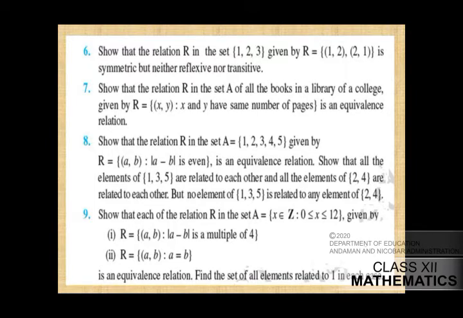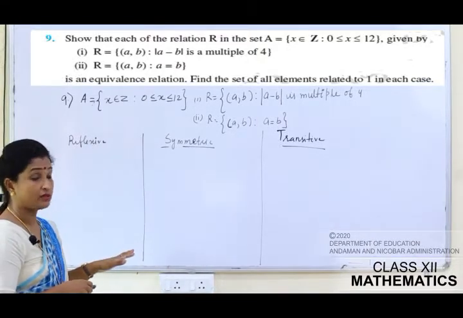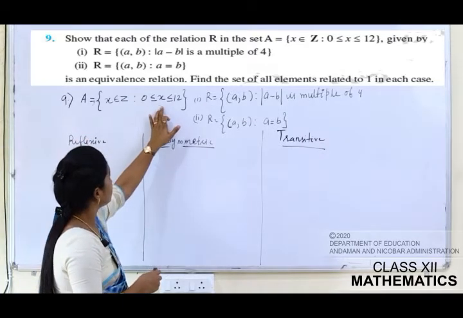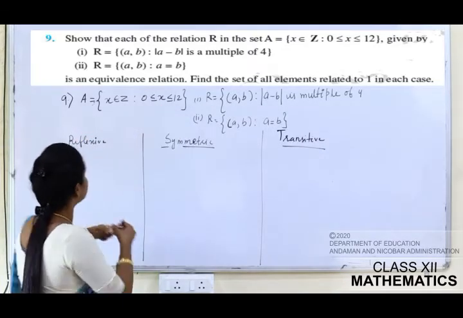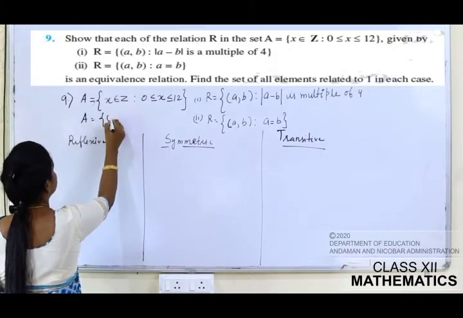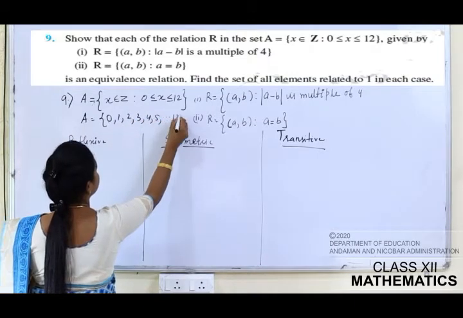फिर भी मैं जस्ट इसका हिंट आपको देना चाहूंगी यहाँ पे, ठीक है। तो see this 9th question, it's also very very important from the examination point of view if you look at it. So A is given 0 ≤ x ≤ 12. That means A can be written as, if you write down in roster form, it is 0, 1, 2, 3, 4, 5, etc. till 12.